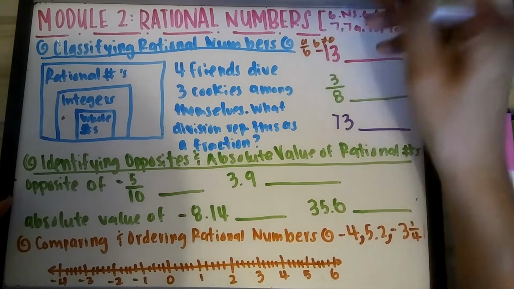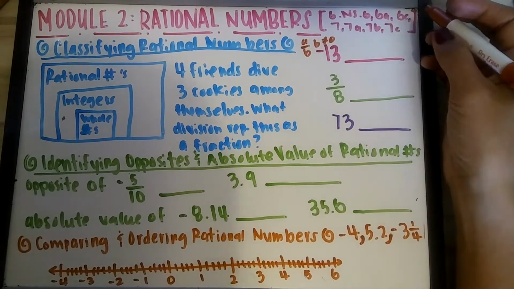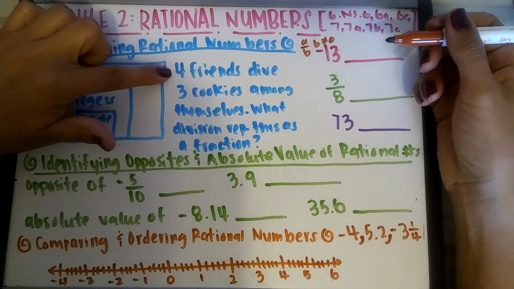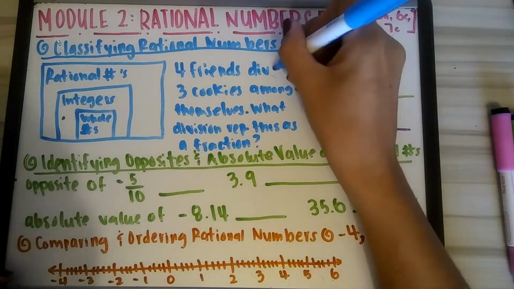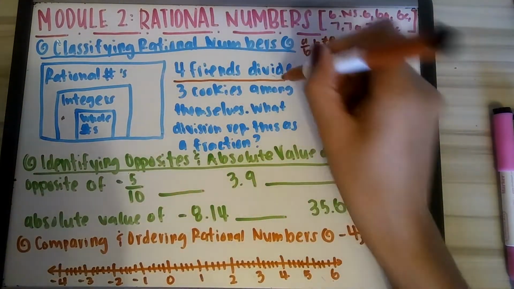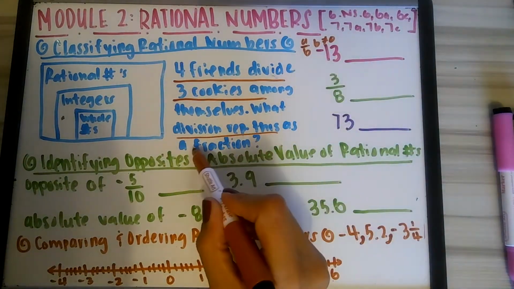That means we write it as a ratio comparing two quantities. It's basically a fraction, and remember, a fraction is basically a division. So let's start with this problem right here. We have 4 friends, and let's just say they divide 3 cookies among themselves. What division represents this as a fraction?